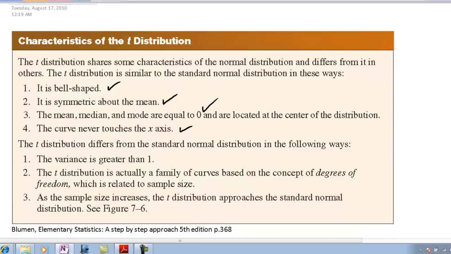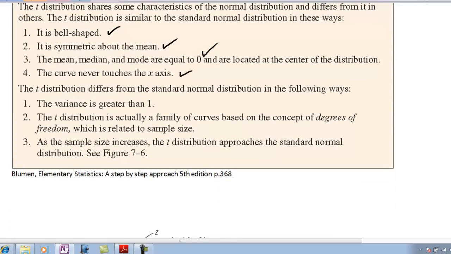Where it differs from the standard normal distribution is that its variance, and therefore its standard deviation, is greater than 1. So it's a little more spread out, or a lot more spread out, depending on the degrees of freedom. The t-distribution is actually not one curve, but a family of curves that's based on the concept of degrees of freedom, which is related to the sample size, and I'll talk about that in a second. And as the sample size increases, the t-distribution approaches the standard normal distribution. In fact, when n is greater than or equal to 30, z, or a standard normal curve, is approximately equal to a t-distribution.